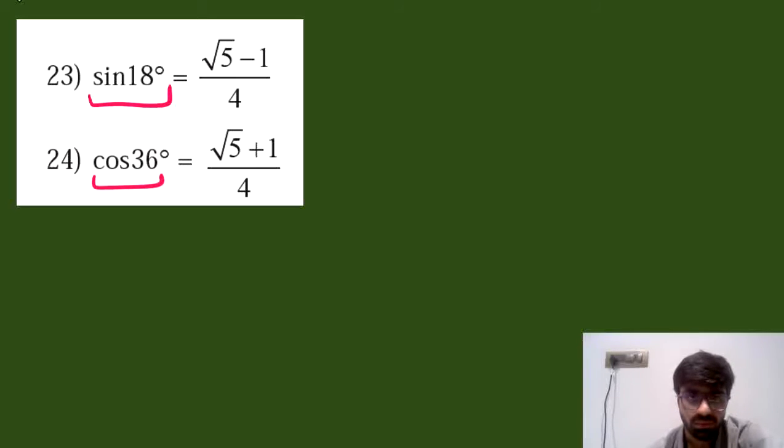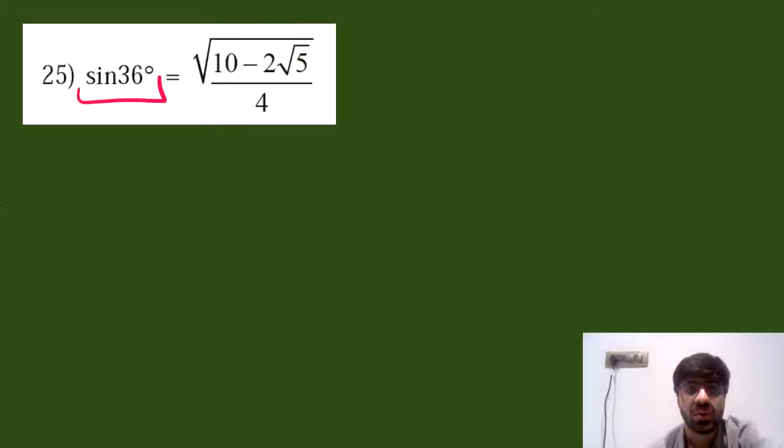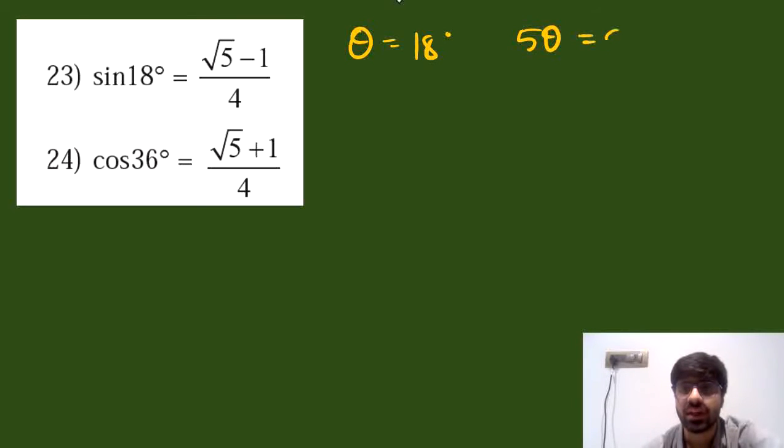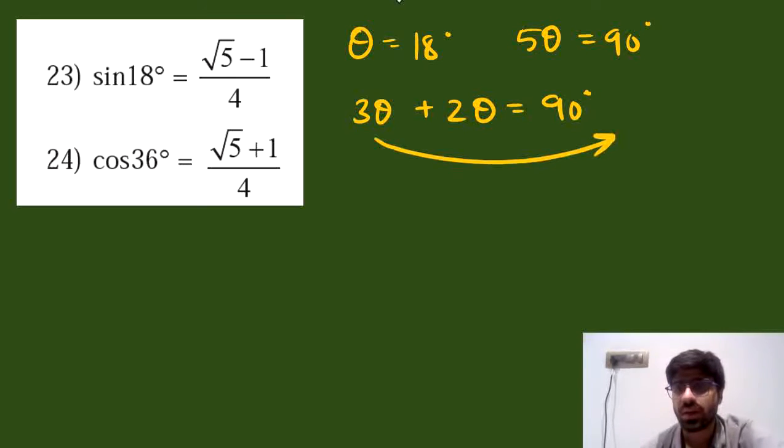together. Actually, the 25th question is also in the same flow, where we need to find sin 36. So sin 18, the way you can find sin 18 is you can actually take theta as 18. Now if you know that theta is 18, 5 theta would be 90. If 5 theta would be 90, you can say that 3 theta plus 2 theta is equal to 90. You can take this 3 theta on the right. If you want, you can take even 2 theta on the right.